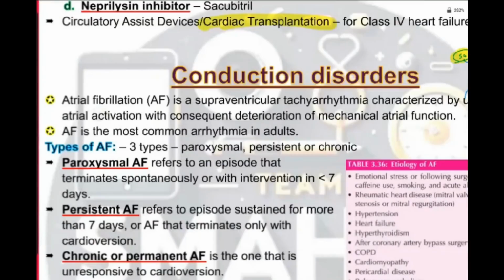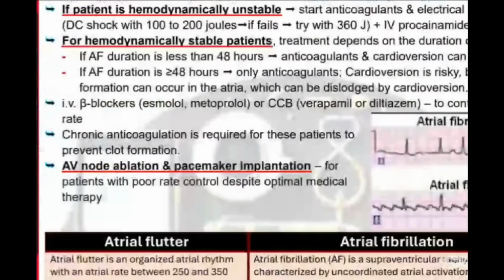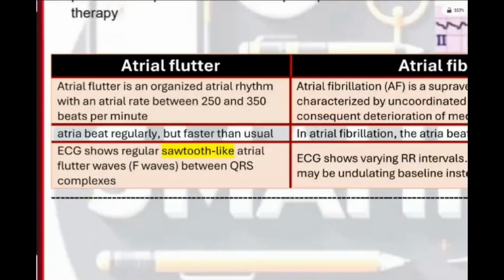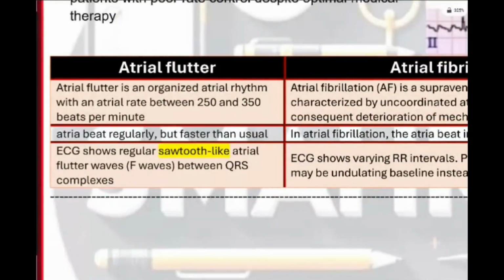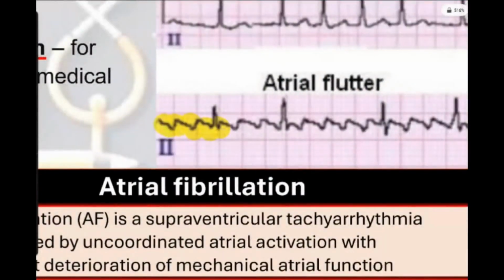In conduction disorders, we study fibrillation, AFib, or atrial flutter. So first, let's talk about the difference between fibrillation and flutter. See, flutter means the atria beat regularly but faster. Meaning what? In 1 minute, 250 to 350 beats we can see. This is fluttering. Flutter, regular atrial beat. So how will be the ECG? As you can see here, the ECG will be sawtooth, like a regular pattern you see. This is the ECG of atrial flutter.